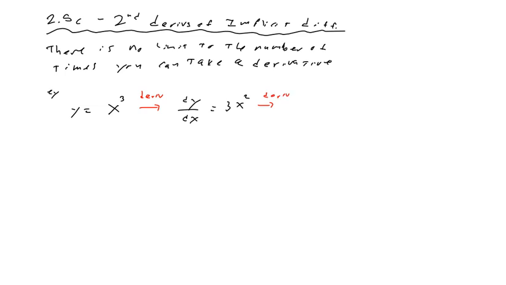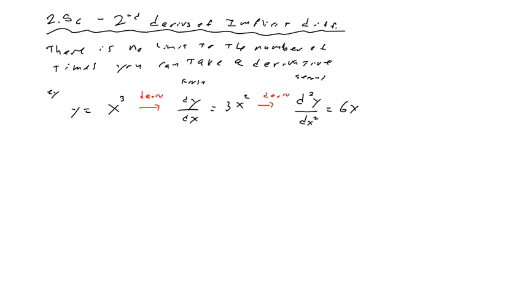the way we would write the second derivative is d squared y over dx squared. And that would equal 6x. So that's the second derivative. This is the first derivative. Let me do it like this. First derivative. Second derivative.